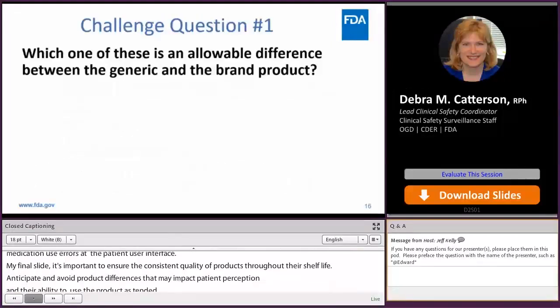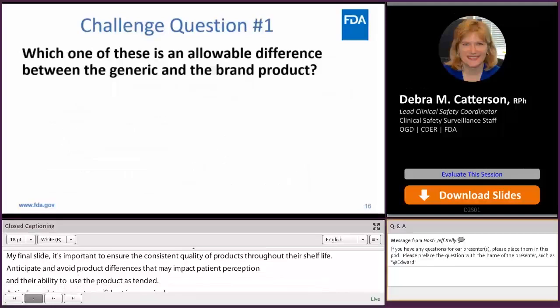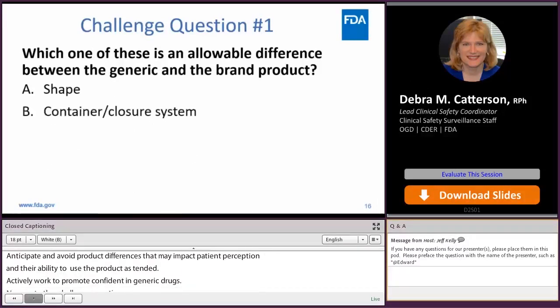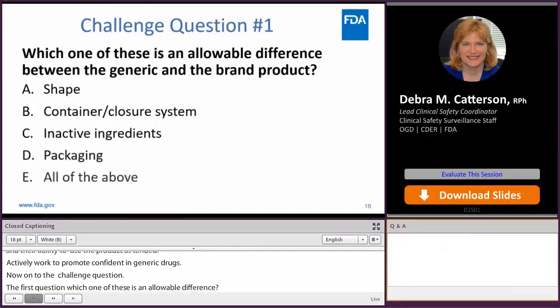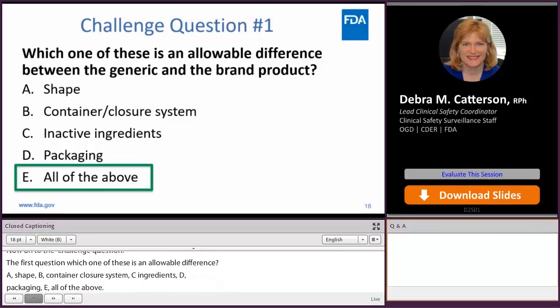So now on to the challenge questions. The first question is, which one of these is an allowable difference between the generic and the brand product? A, shape, B, container closure system, C, inactive ingredients, D, packaging, E, all of the above. Well, if you chose E, you're exactly right. All of these are allowable differences between the generic and the brand product.